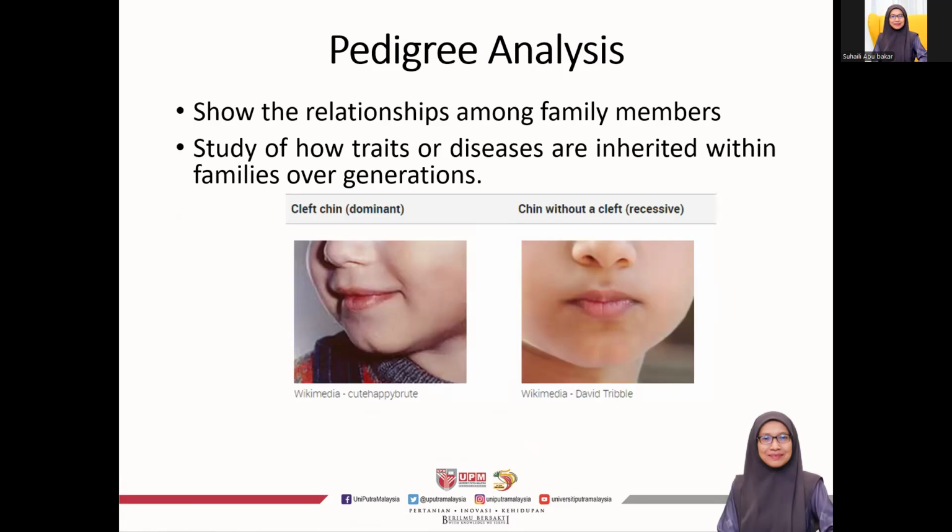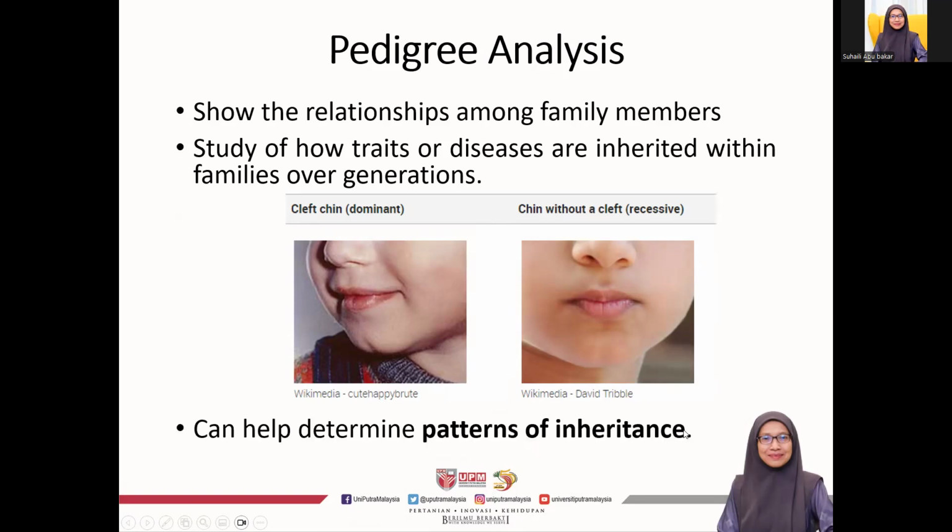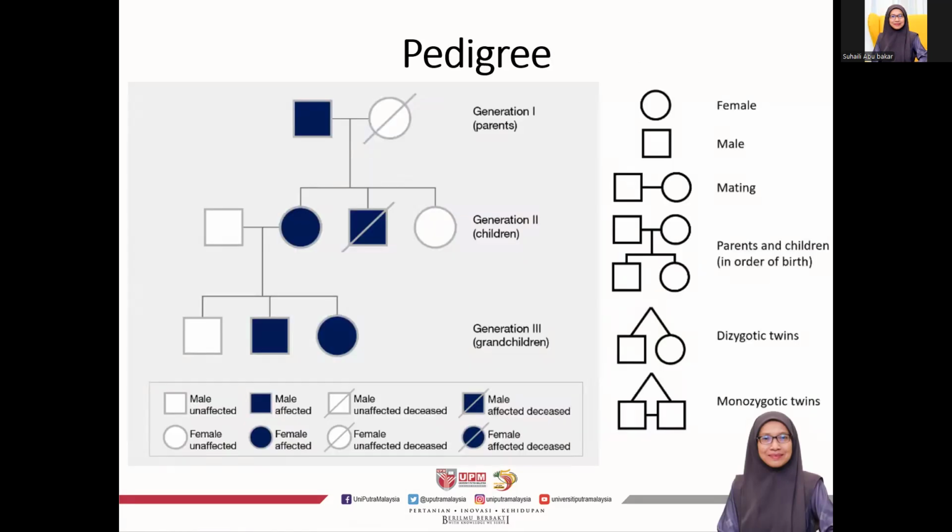Like this, for example, cleft chin and chin without a cleft. So we can help to determine the patterns of inheritance of the cleft chin in the family. Therefore, scientists have created globally recognized symbols to make pedigree analysis simpler and easier to follow.